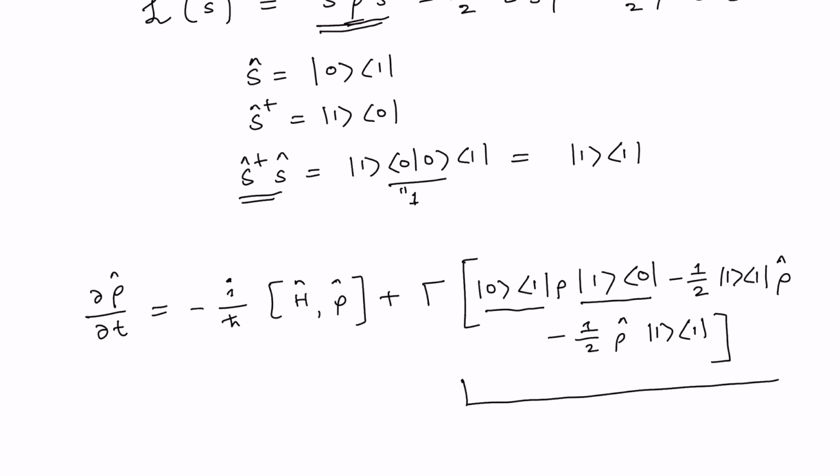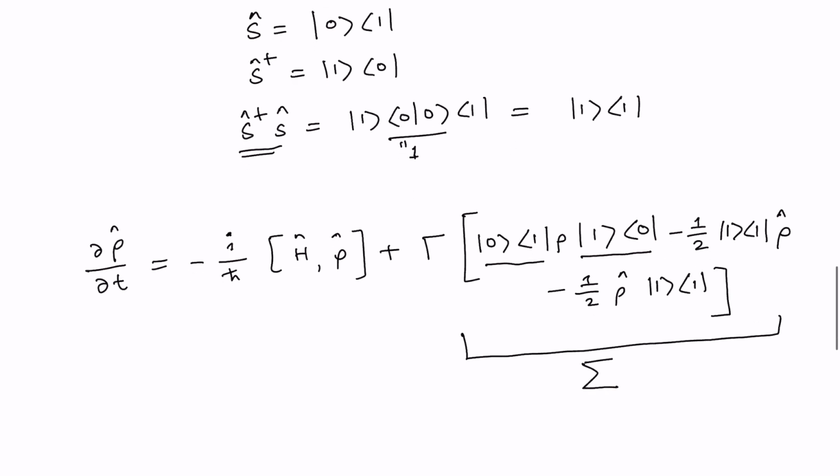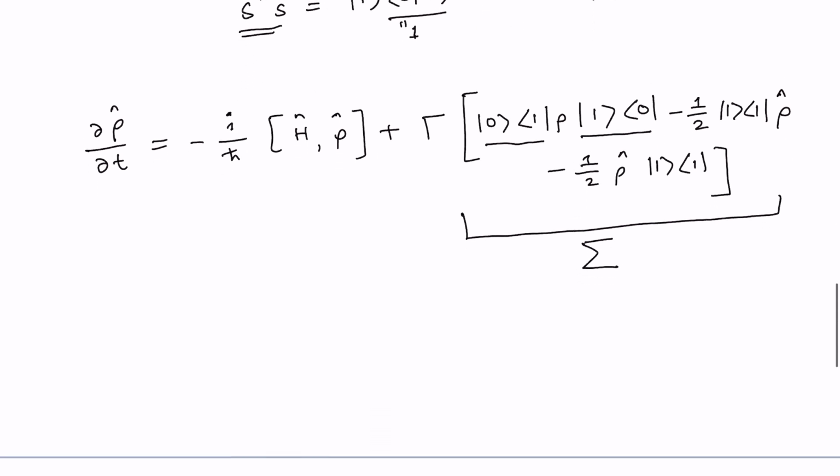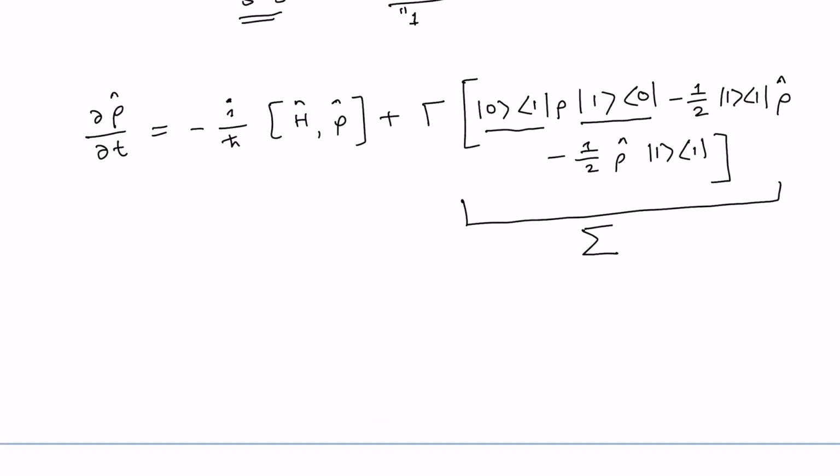So let me just denote it by this symbol. We can now find the time rate of change of the excited state probability, because you know the probability for the excited state is given by the density matrix element rho 1 1, which is nothing but bra 1 rho ket 1. So basically this is the expectation value of the density operator with respect to the excited state ket 1.